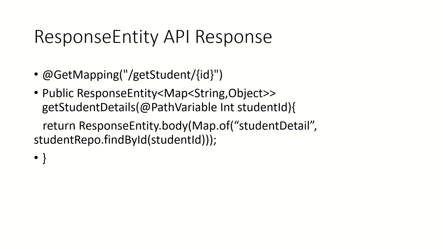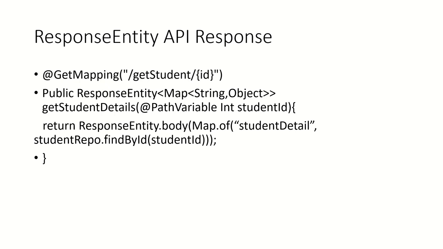We are returning the response entity of map of string of object. What we are doing is finding the student based upon the ID. We are creating a map of student details, and we are using the student object as a value of this map. And then in the body of response entity, we are appending that map and returning it. So the return type here is response entity of map of string of object.